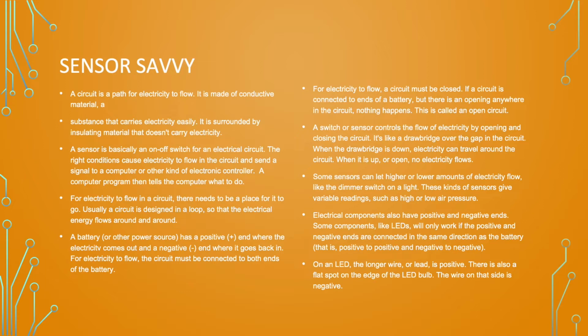Some sensors can let higher or lower amounts of electricity flow, like the dimmer switch on a light. These kinds of sensors give variable readings, such as high or low air pressure. Electrical components also have positive and negative ends. Some components, like LEDs, will only work if the positive and negative ends are connected in the same direction as the battery, that is, positive to positive and negative to negative. On an LED, the longer wire, or lead, is positive. There is also a flat spot on the edge of the LED bulb. The wire on that side is negative.